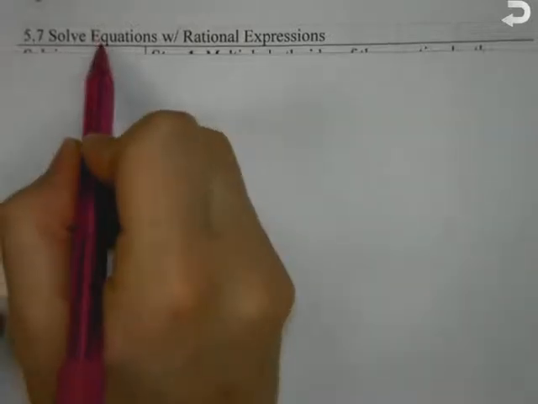So, we're skipping 5.6 today. We're coming back to it tomorrow. Today we are solving rational equations with rational expressions. So instead of simplifying like you did on the quiz that you just took, we're actually going to be solving.